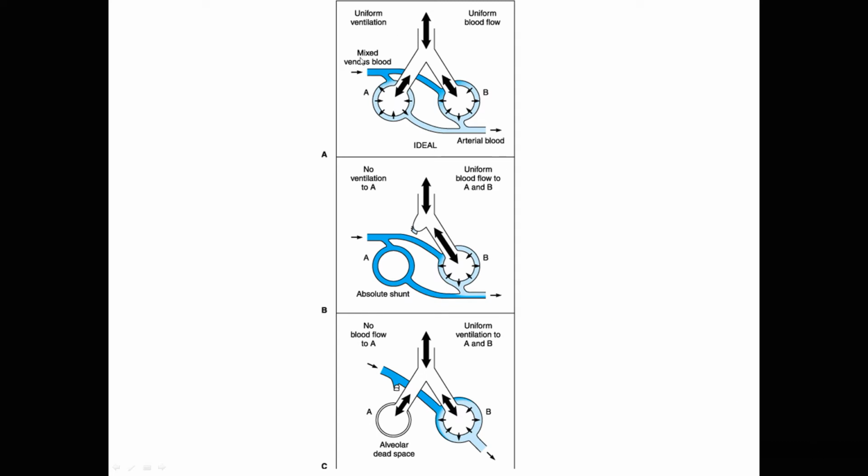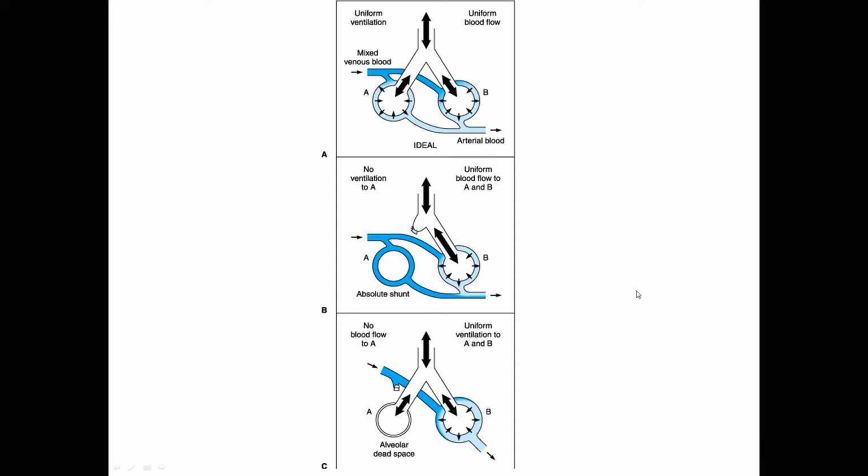It is illustrated here. The respiratory system is presented schematically. The two lungs are oversimplified here. Uniform ventilation against uniform blood flow, this is the ideal. The saturation with oxygen, the arterialization of the blood.